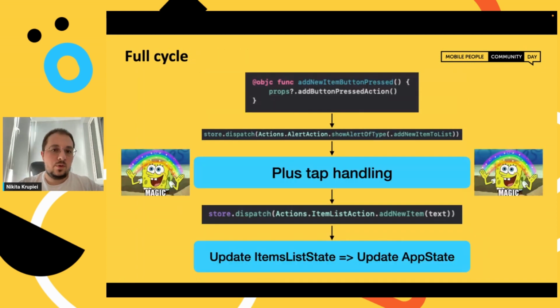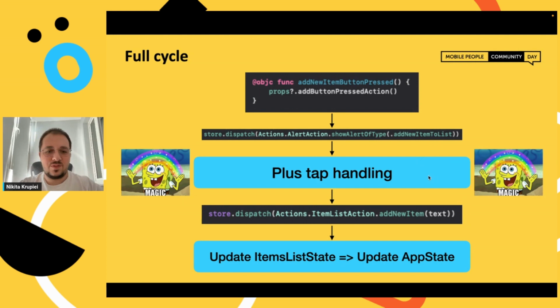And here we are with the full cycle of the first app. A little bit, but it is a spoiler. So the user presses on the plus button, it gets us to this selector. It calls the props add button pressed action. In the presenter, we defined that this action would fire an action that will show us the alert of this type. This is plus type handling. It is just the alert logic. There is some extra magic happening there.